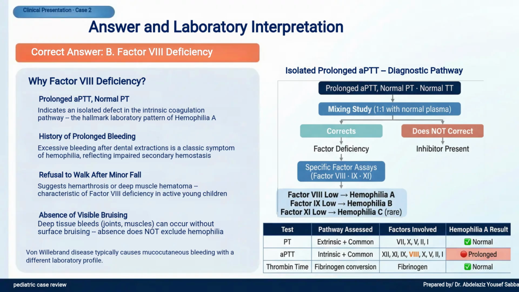occur without surface bruising. When an isolated prolonged activated partial thromboplastin time is found, the diagnostic pathway involves a mixing study. If it corrects, a factor deficiency is present. Specific factor assays then identify whether factor VIII is low, confirming hemophilia A, factor IX is low, confirming hemophilia B, or factor XI is low, confirming hemophilia C.